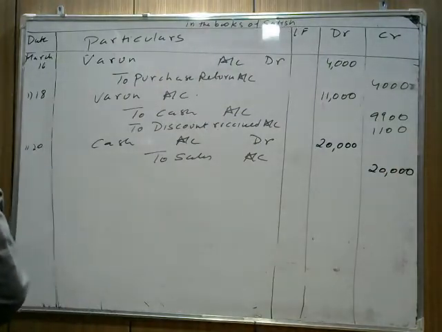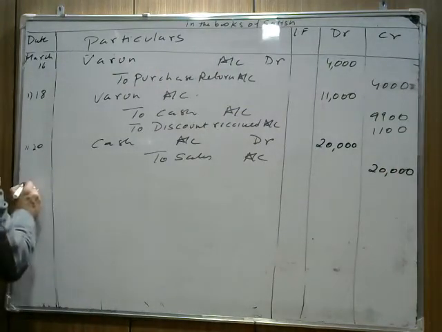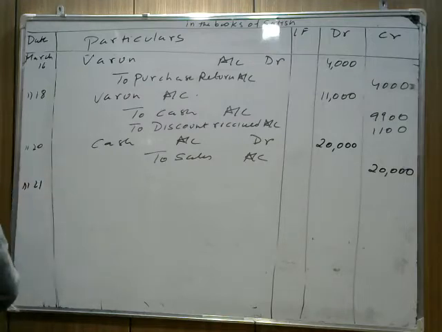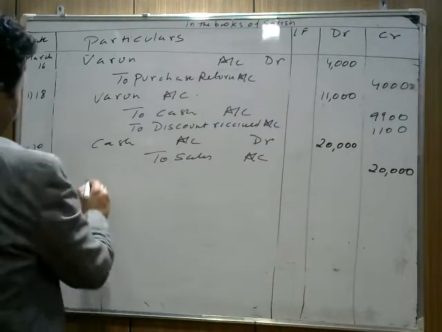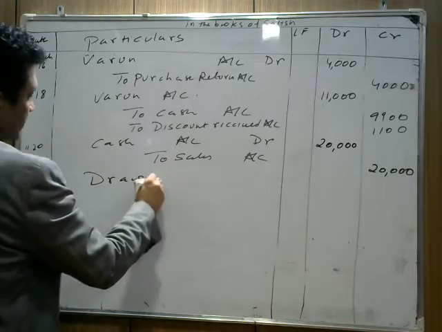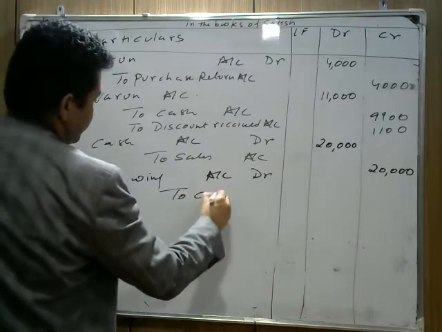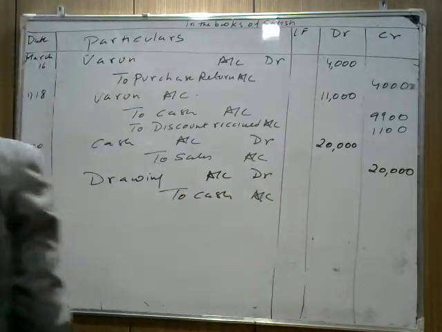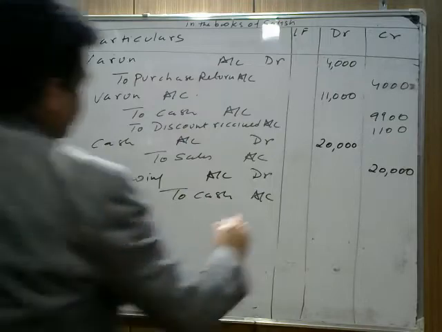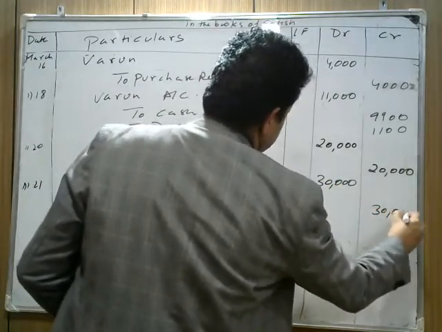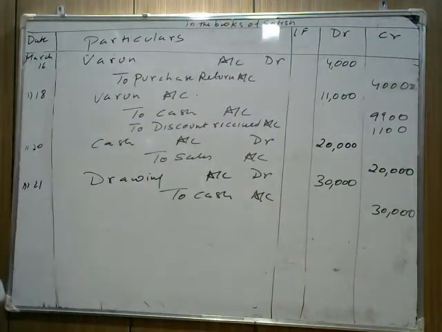On March 21st, it mentioned here, Satish withdrew goods from business for his personal use. Satish ने goods withdraw किए थे अपने personal use के लिए. So we write drawing account debit to cash account. Satish withdraw goods for personal use. So it's drawing account debit to cash account, and it's 30,000. So we have 30,000 here. Just an entry regarding withdrawing.